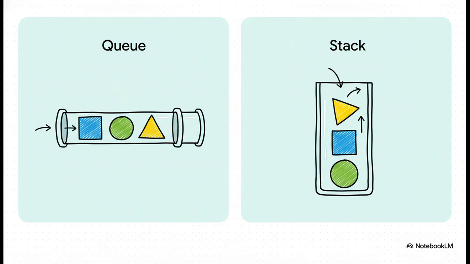Now, one of the best ways to really get a handle on a queue is to compare it to its complete opposite, the stack. A stack is last in, first out. So just think of a stack of dinner plates, right? You put the last plate on top, and that's the first one you grab. A queue is that nice, orderly line. A stack is, well, it's just a pile.